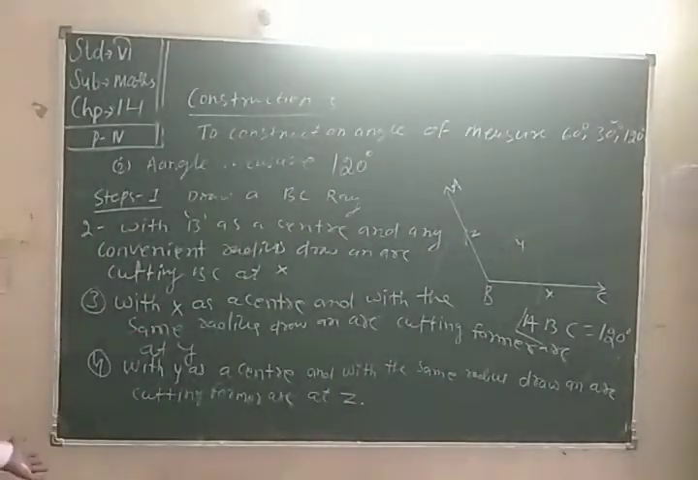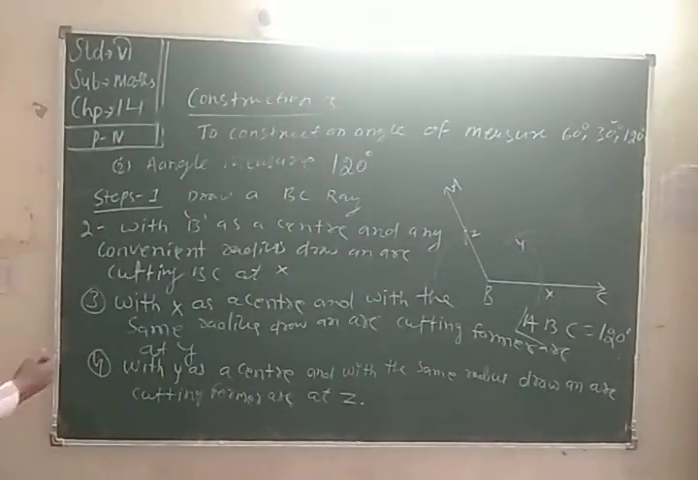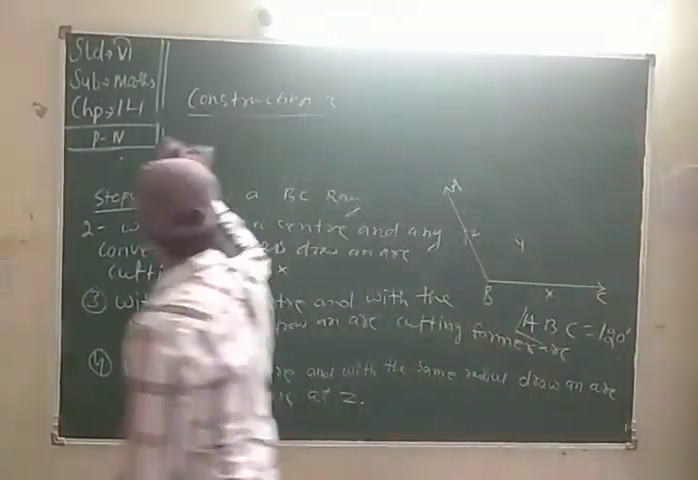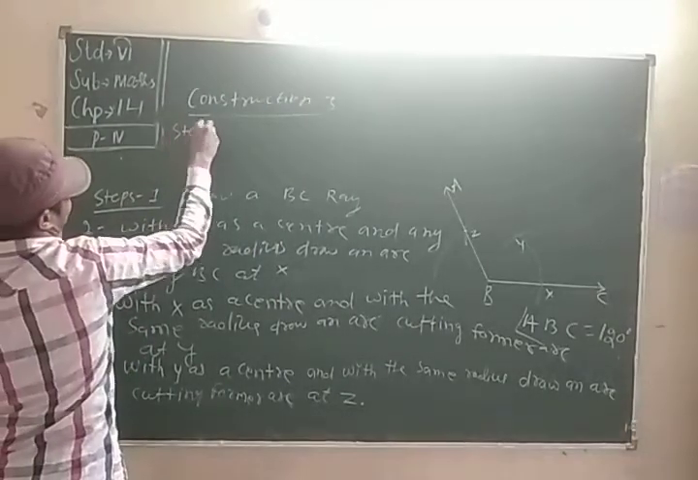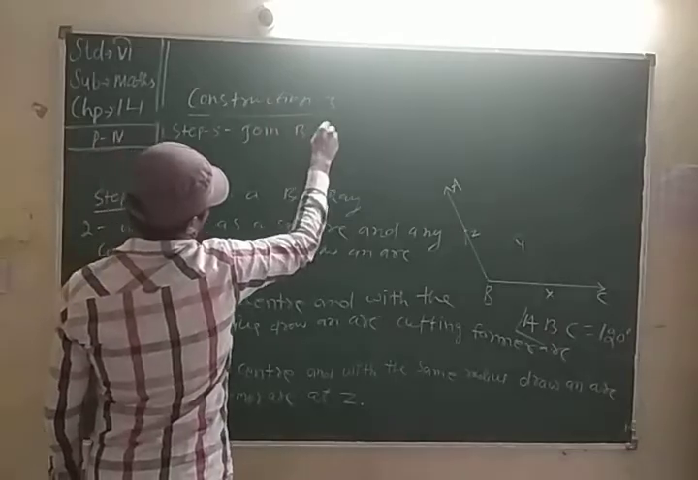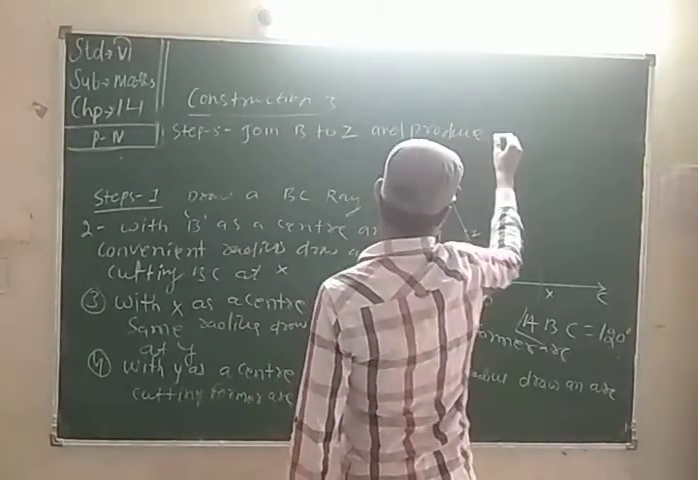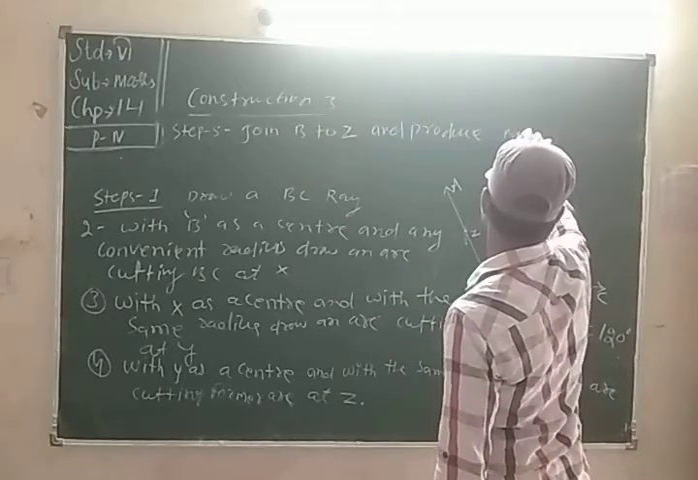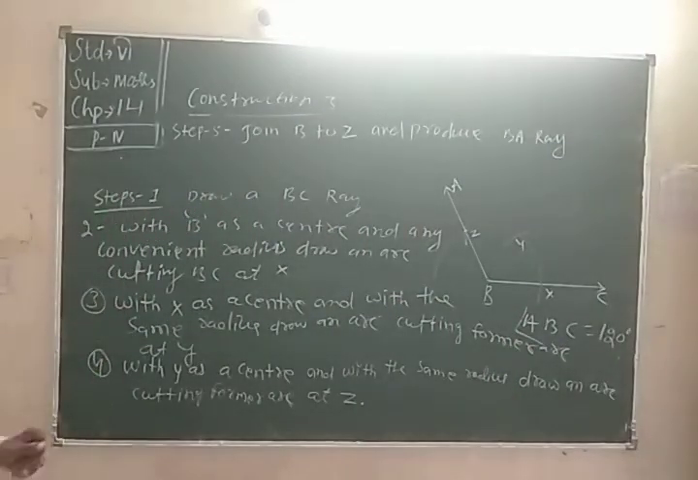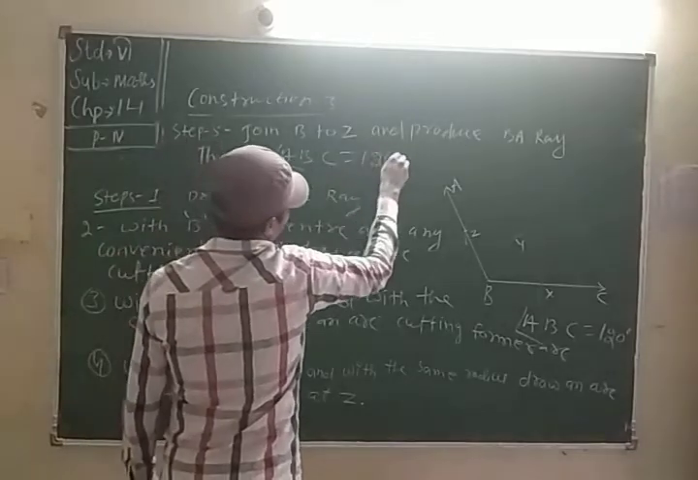Now the last step is what? Join B and Z. Then step 5: join B to Z and produce the BA ray. Produce first the BA ray, then angle ABC equals 120 degrees.